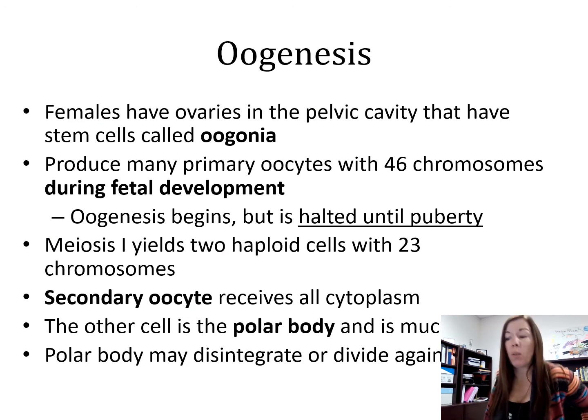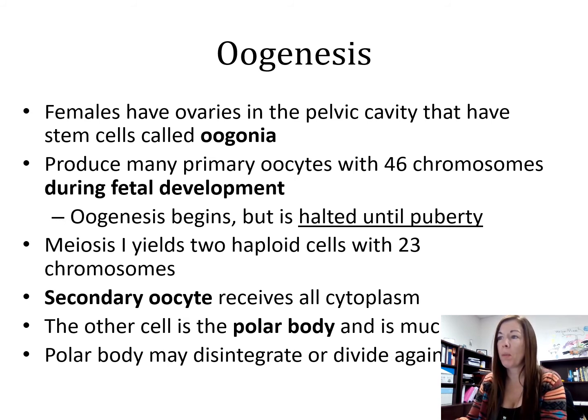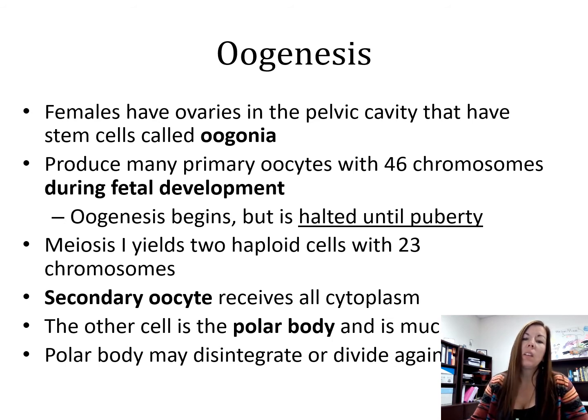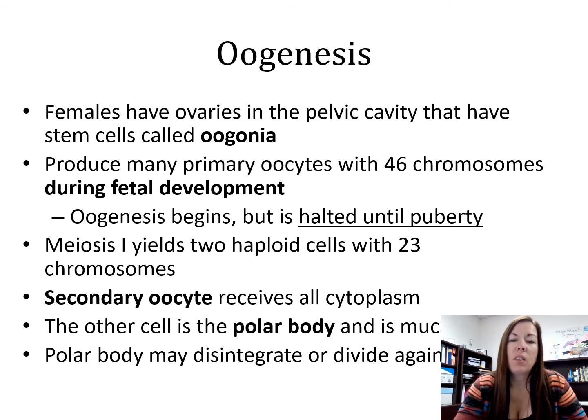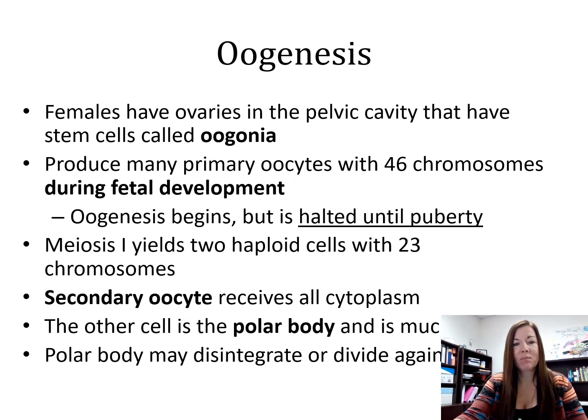Oogenesis, though, gets a little bit more complex, because with oogenesis, females have ovaries in the pelvic cavity that produce stem cells called oogonia. And that actually happens. Females produce primary oocytes with 46 chromosomes during fetal development. Okay, but oogenesis begins, but it actually gets halted until puberty. So you have your primary oocytes while you're developing in your mom's stomach, which is super crazy.